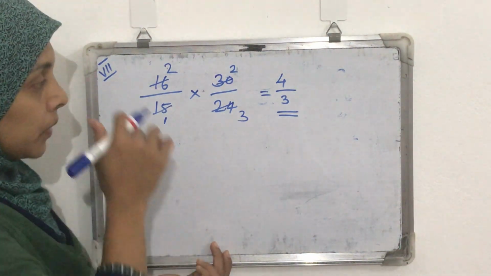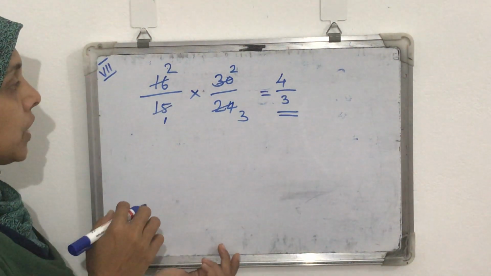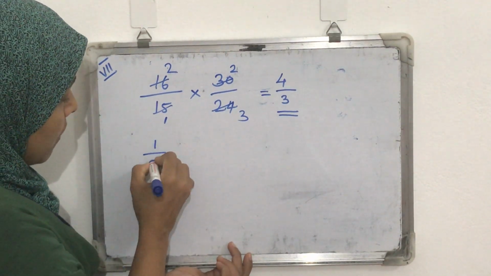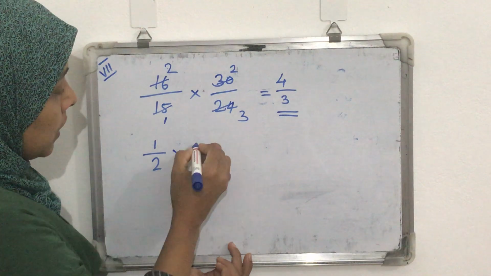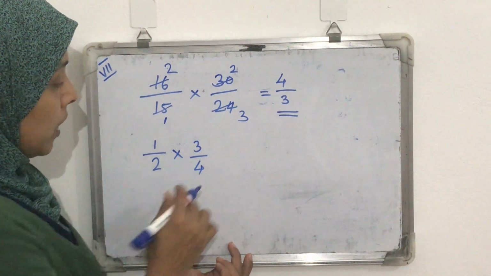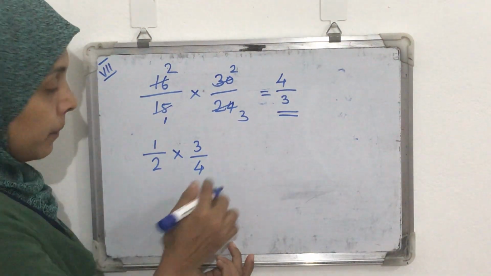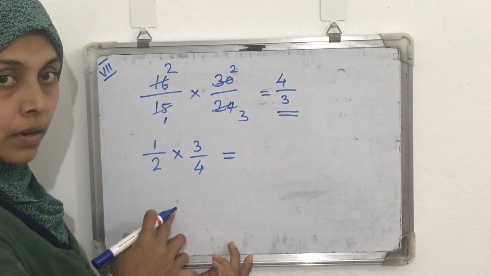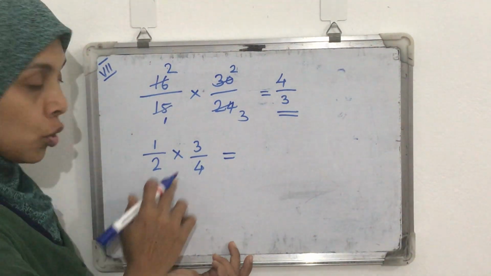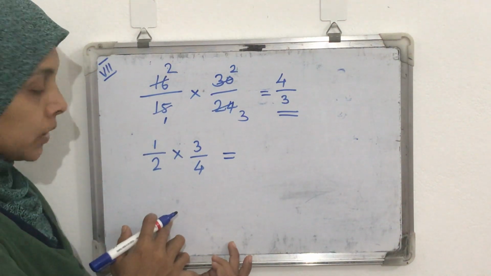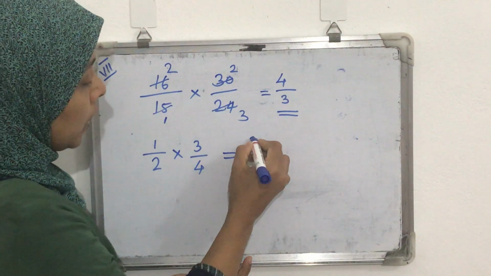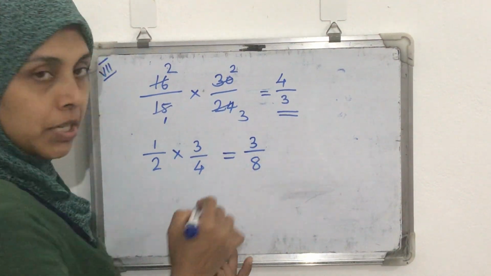Okay. Now when you multiply one fraction by another fraction, suppose I took 1 by 2 and 3 by 4. Okay, 1 by 2 into 3 by 4. Here both fractions are which type of fractions? Yes, proper fractions. Numerators are less than the denominators. So what is the product? 1 into 3 is 3, 2 into 4 is 8.